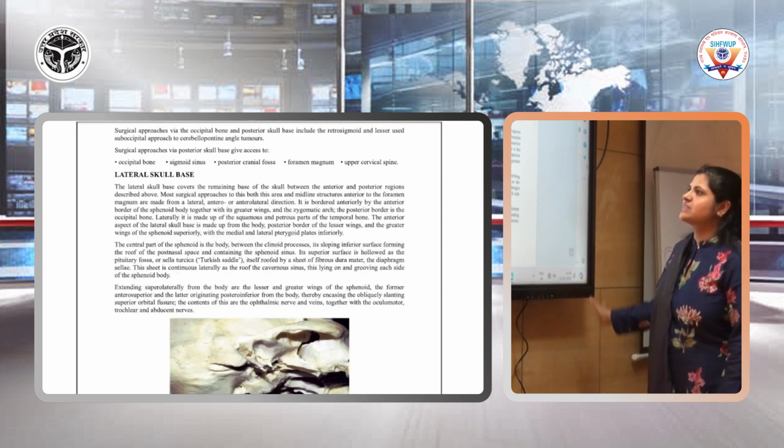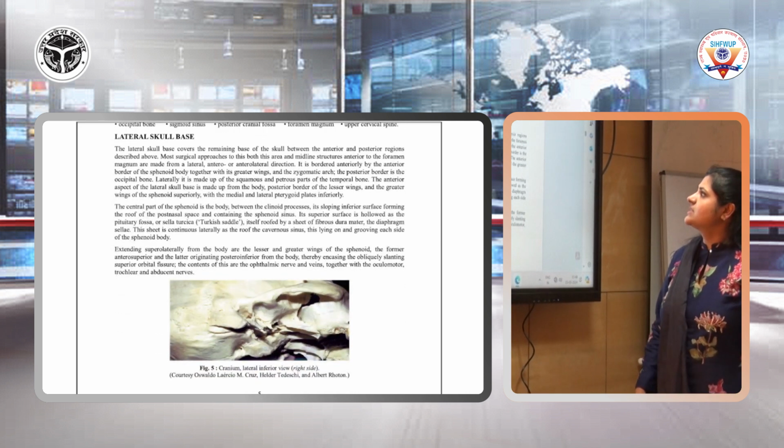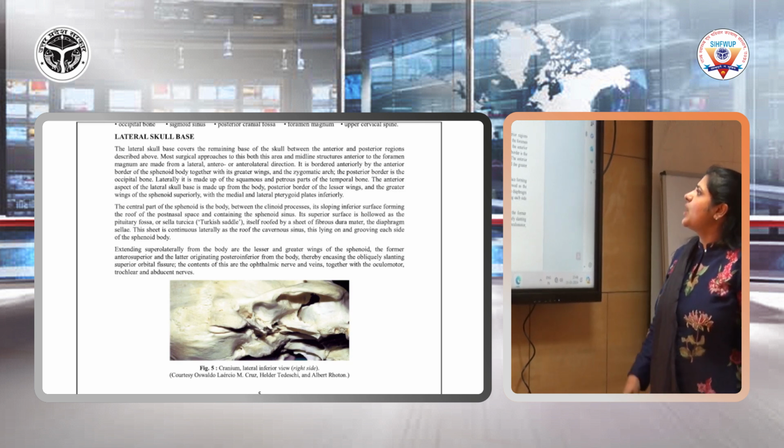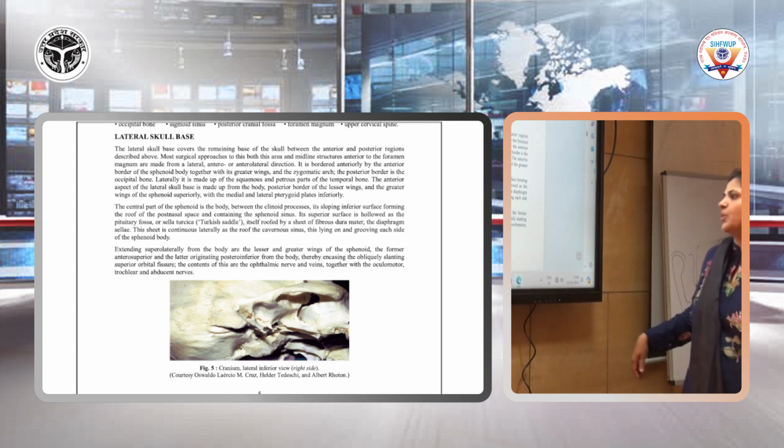Next, we come to the lateral skull base. The lateral skull base covers the remaining base of the skull between the anterior and the posterior skull base. It is bordered anteriorly by the anterior border of the sphenoid, together with the greater wings, the zygomatic arch, and the posterior border of the occipital bone. Laterally, it is made up of the squamous and petrous parts of the temporal bone.